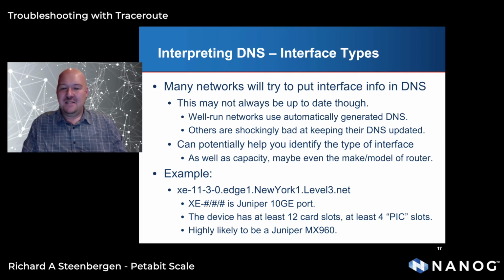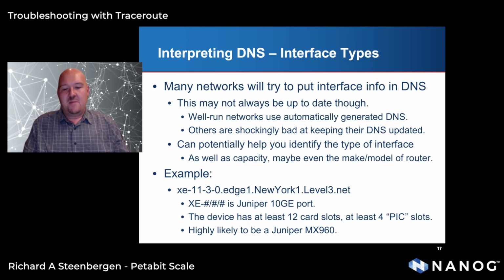And I've seen some DNS pop up where it's like, wow, that company's been bankrupt for like 15 years, and there's still a DNS entry for it. But assuming the DNS is up to date, this can really help you identify what type of interface, as well as the capacity and maybe even the make or model of the router.